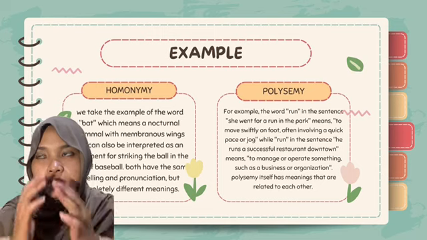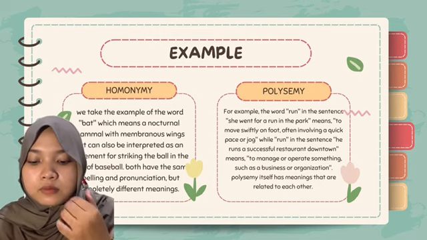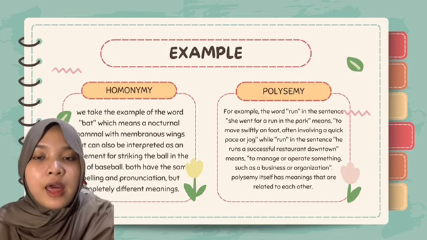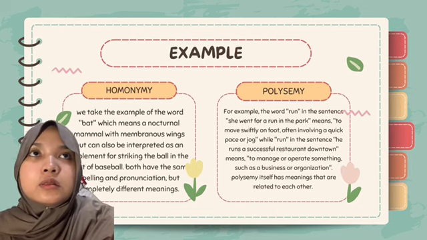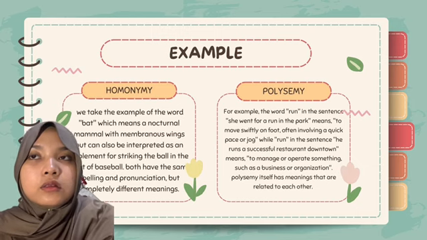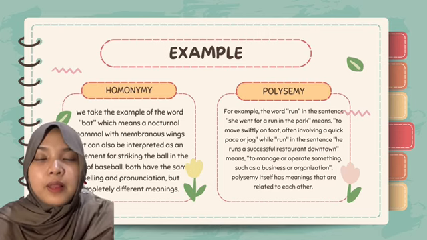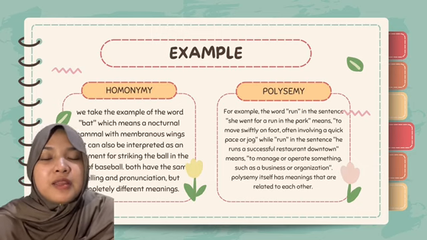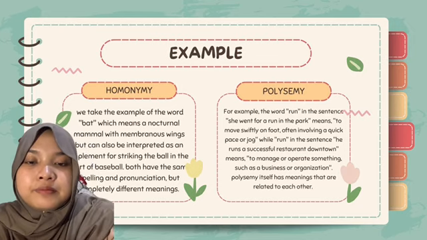So if there is a word that has the same spelling and pronunciation but different meanings, and the meanings are not related to each other, it must be homonymy. And if there are words that have the same spelling and the same pronunciation and the meanings are related to each other, that is called polysemy.